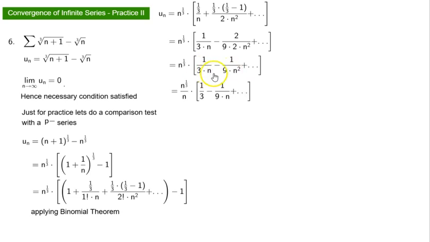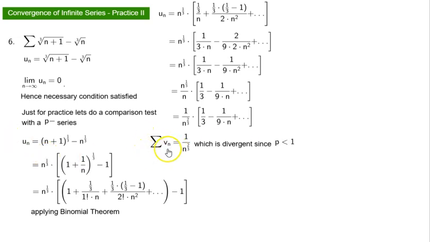Now, all the denominators contain n common. So let's take it out. We get n to the power of 1/3 by n times (1/3 minus 1/(9n) plus and so on). Let's take n to the power of 1/3 down. We get 1 by n to the power of 1 minus 1/3. That is 2/3, times (1/3 minus 1/(9n) plus dot dot).